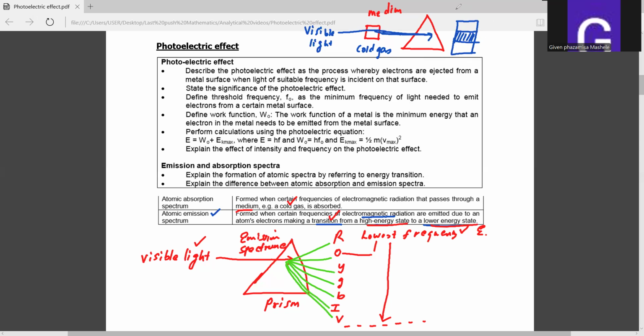Now, this is an example of an absorption spectrum. So absorption means the radiation must pass through a medium, particularly a cold gas, in order to produce the spectrum. In the examination or in the paper, we'll be discussing this. So you need to be able to know which one is the emission and which one is the absorption line spectrum. I believe, guys, you are following.